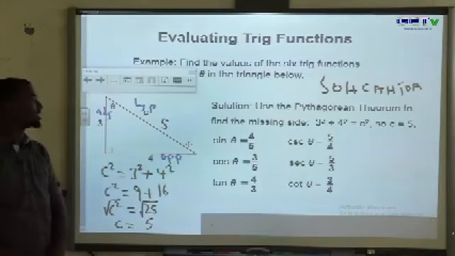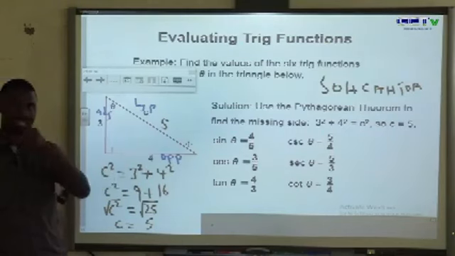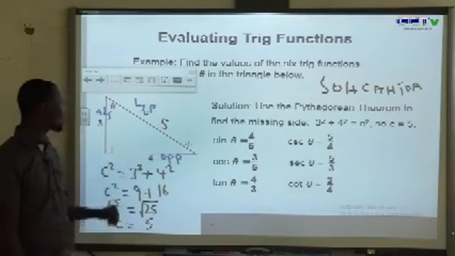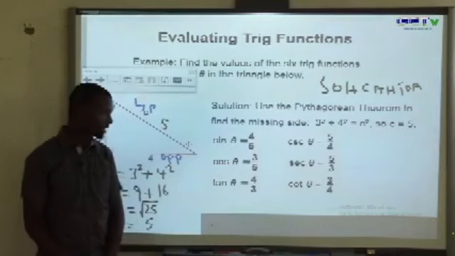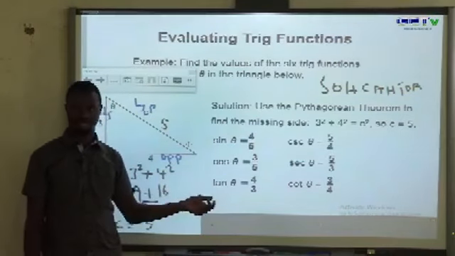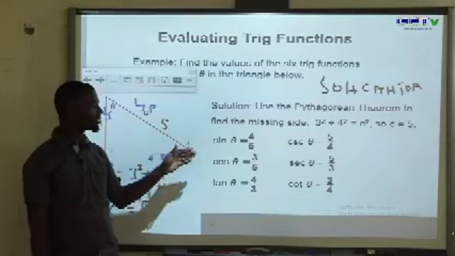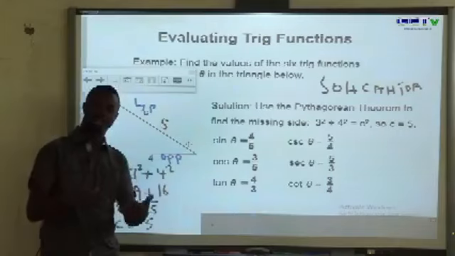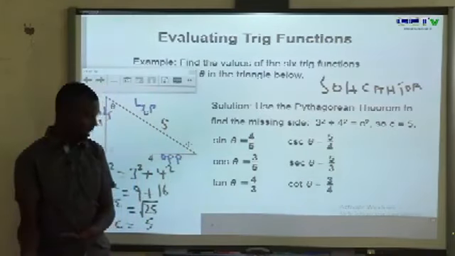And the other one is tan theta. Tan theta is opposite over adjacent. The opposite is 4 and the adjacent is 3. So tan theta is 4 over 3. Now the reciprocals. The reciprocal of sine is cosec. You just take the reciprocal part of it. If it is 4 over 5, if you reciprocate 4 over 5, you have cosec.